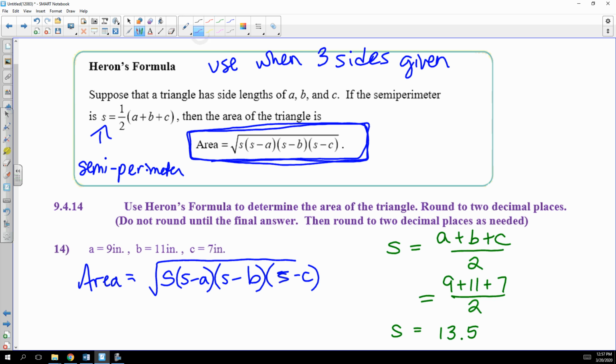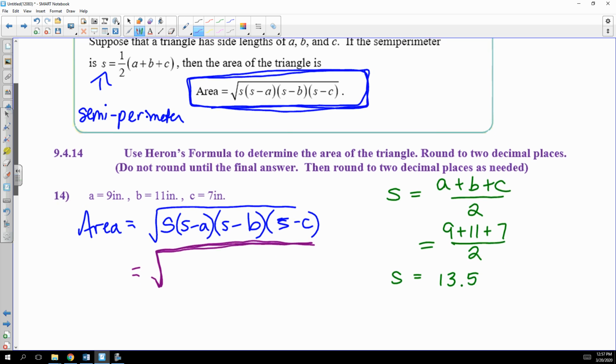When I go to type this into my formula, or when I write it down, I'm going to go ahead and subtract it in my head, because I'm going to be able to do that. If you want to subtract s minus a each time, fine. But I'm going to write 13.5. S is 13.5, and then times 13.5 minus 9, which should be 4.5, and then times 13.5 minus 11, which is 2.5, and then times 13.5 minus 7, which should be 6.5.